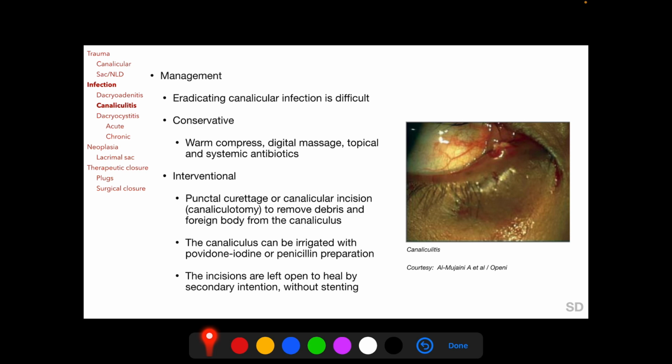Eradicating canalicular infection is difficult, and conservative management options include warm compress, digital massage, and topical and systemic antibiotics, but most cases of canaliculitis will require punctal curettage or canalicular incision called canaliculotomy to remove the debris and the foreign body from the canaliculus. The canaliculus can be irrigated with povidone iodine or penicillin, and the incisions are left open to heal by secondary intention without lacrimal intubation.